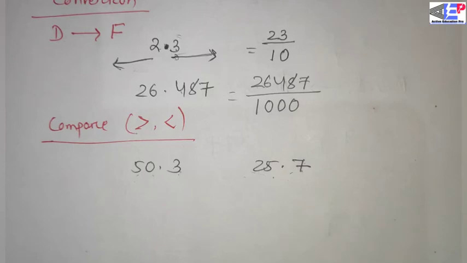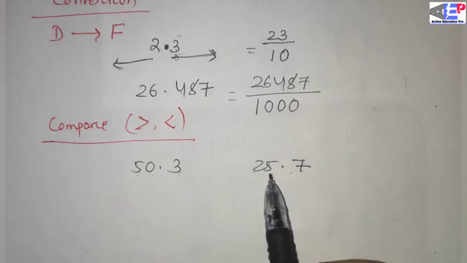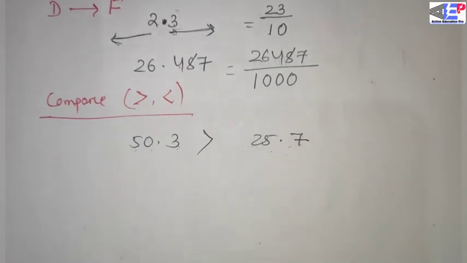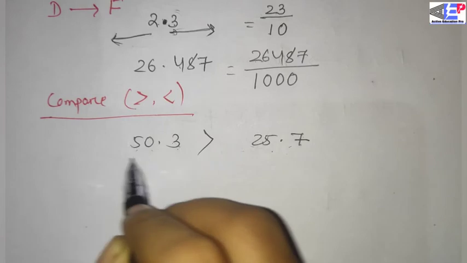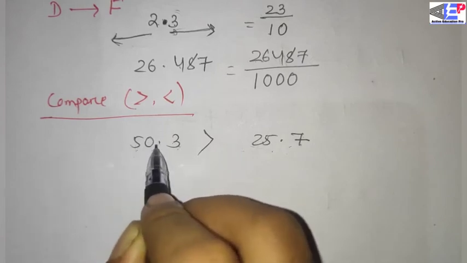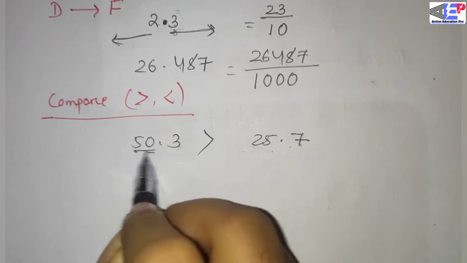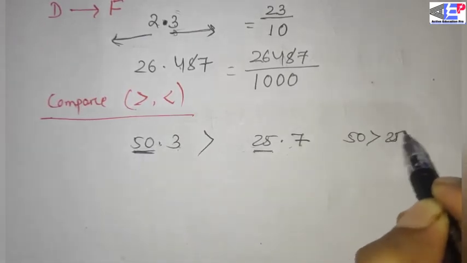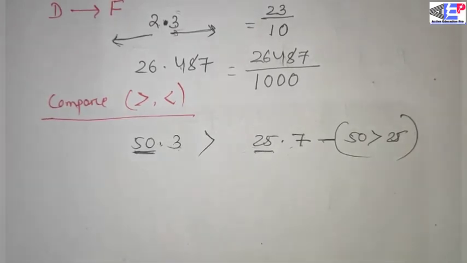So first consider which is greater. Something more than 50 is greater than something more than 25. So always something more than 50 is greater. You have to find the greater value by looking at the whole number parts present on the left side of the decimal point. Here the left side of the decimal point is 50 and 25, and you know 50 is greater than 25. So here 50.3 is greater than 25.7.